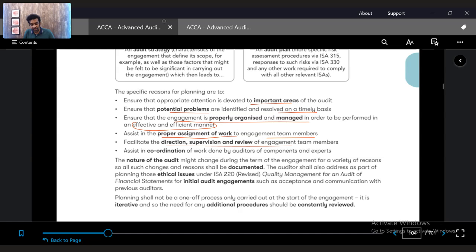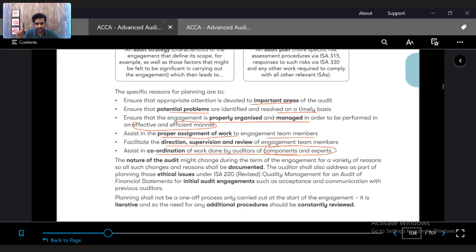Also, another aspect is, if it is a new client, we might plan that there will be an EQR review, engagement quality review, which you have learned previously. Assist in coordination of work done by auditors of components and experts. Oh, hold on this part.